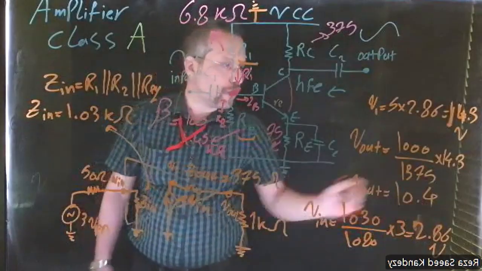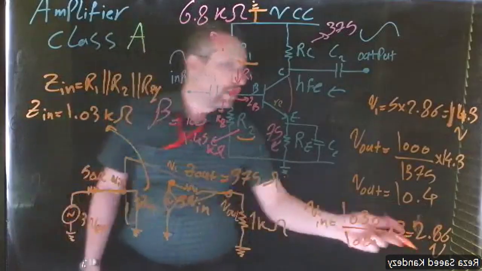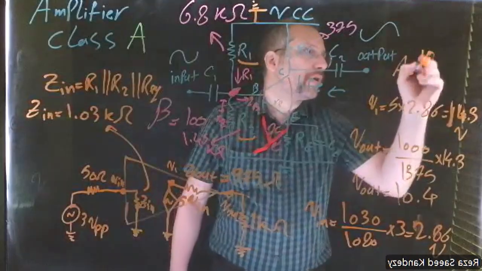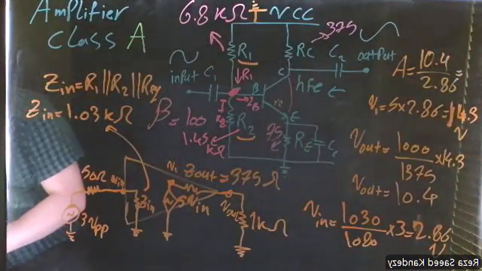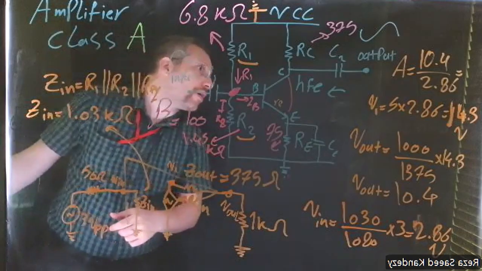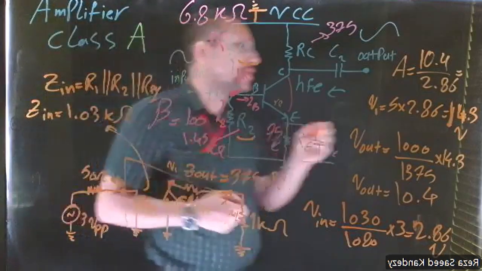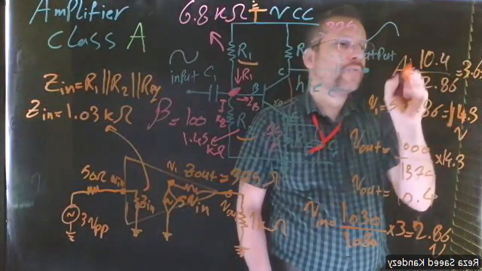Now, what would be our gain? We have 10.4 in our output, and we have 2.86 in our input. So our gain would be 10.4 over 2.86. Let's calculate that. The actual gain is going to be 10.4 divided by 2.86, which is 3.63.